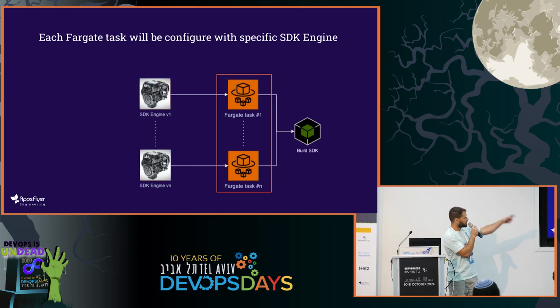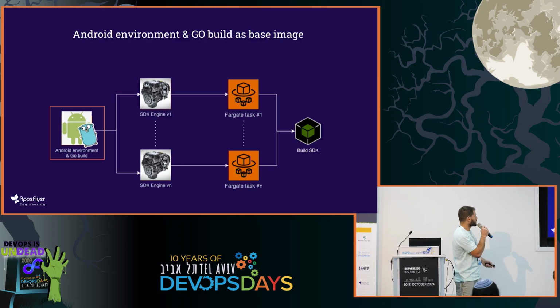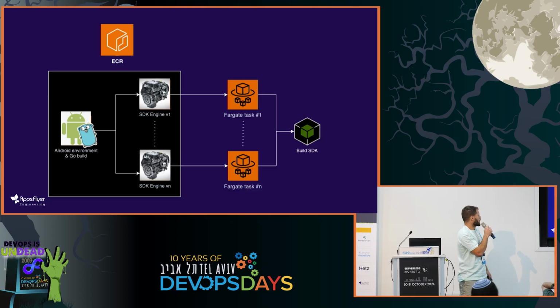So basically, each Fargate task, you can see I have multiple Fargate tasks, is going to use a specific SDK engine. So Fargate task number 1 is going to use SDK engine v1. And then we can choose the Fargate task in the step function. All the SDK engines are going to use as a base image a container that has an Android environment. Why? Because we would like to build, for example, SDKs for Android apps. So we need some kind of Android environment, Android tools to build it, and some code to run it. We love Go, so we use Go code in the container. And all of this is stored in ECR.